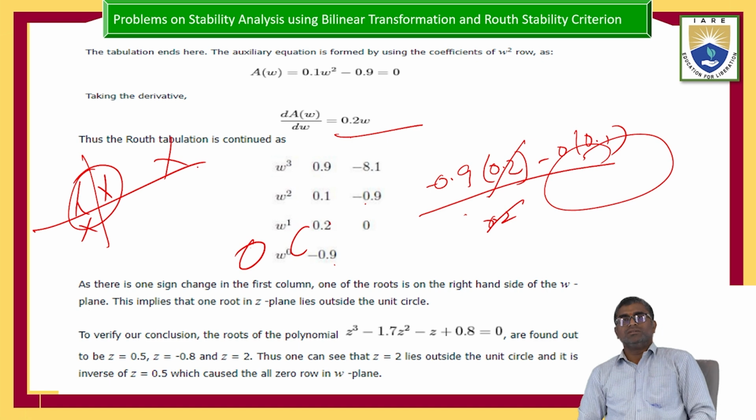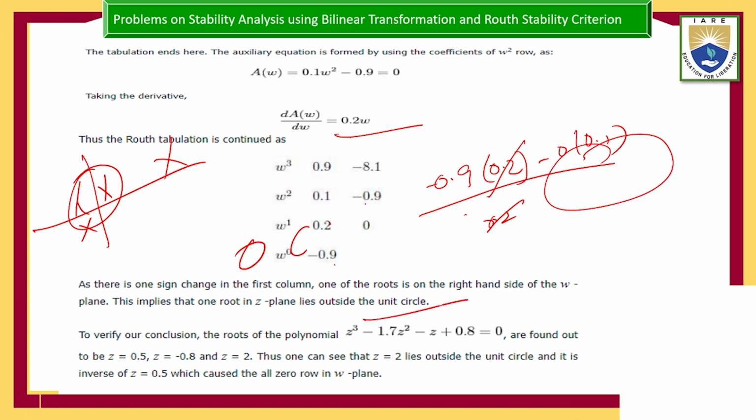To verify the conclusion, the roots of the equation are z equal to 0.5, z equal to minus 0.8, and z equal to 2. That is, z equal to 2 lies outside of the unit circle, and the inverse of z equal to 0.5 is also considered, so all z roots are in the omega plane. This is the condition for problems with different conditions.